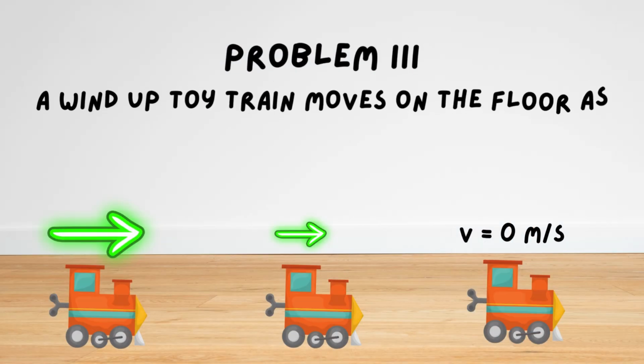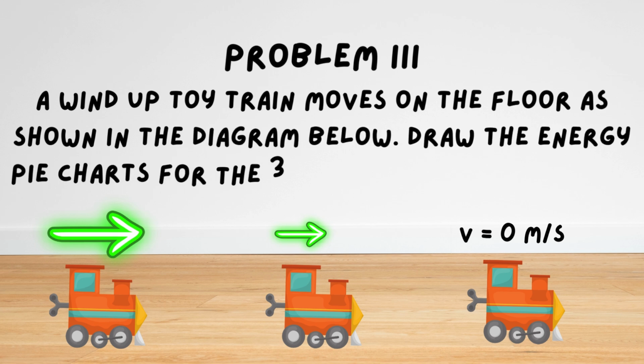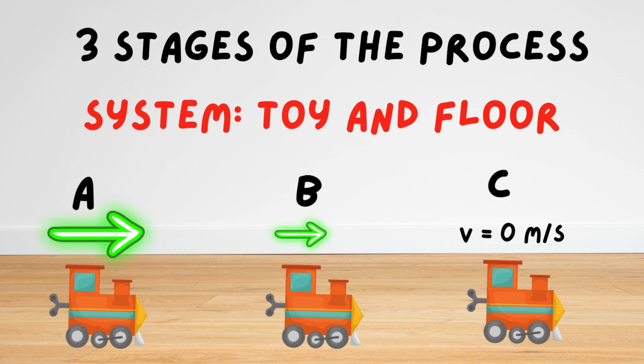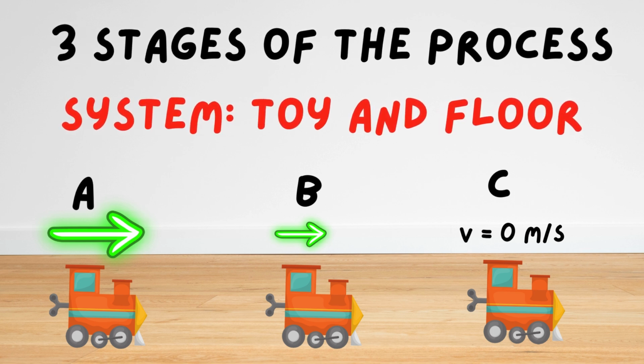A wind-up toy train moves on the floor as shown in the diagram below. Draw the energy pie charts for the 3 stages. Include friction. And here you can see the 3 stages of the process. The system here is the toy and the floor.